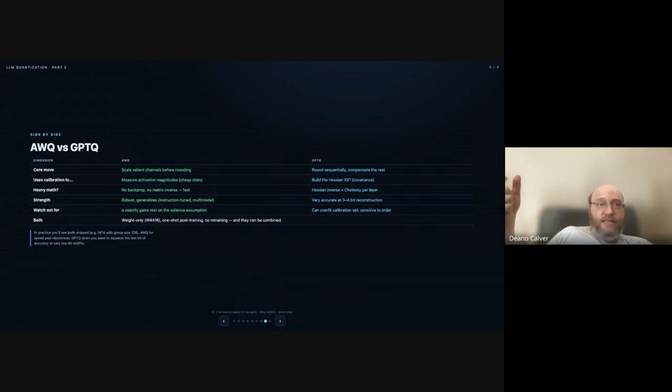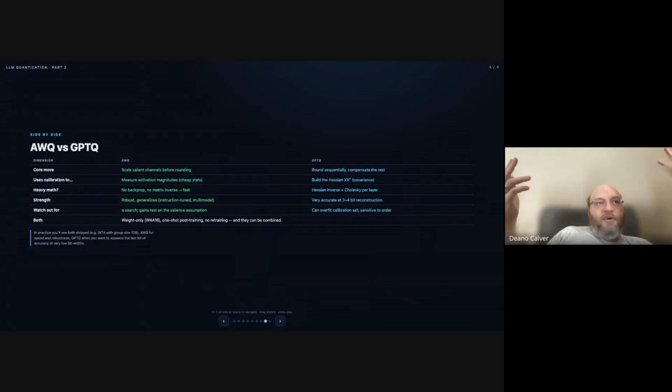GPTQ can be expensive because of the need to do the Hessian inverse and the Cholesky or whatever other method I'm using, but it's still a once-off. This is purely applied to the weights. There's no extra data. We're just manipulating the weights themselves before we quantize them. So it's kind of one shot, like a post-training sort of thing. You do your data and then you throw it at some compute, and it turns out weights that are more quantizable. And this is just a little summary to show you all those techniques.